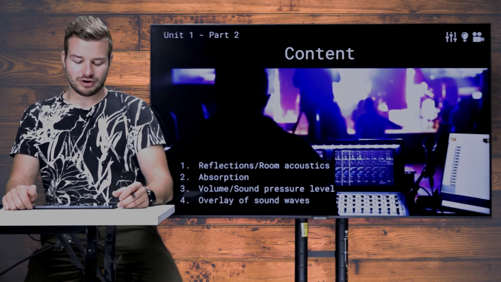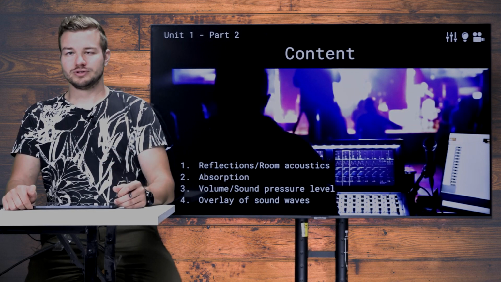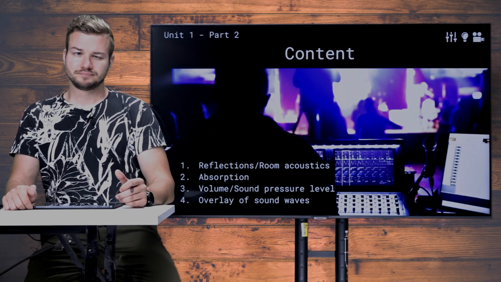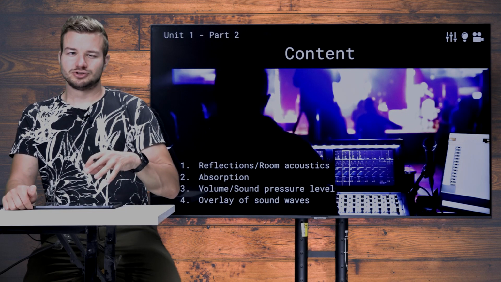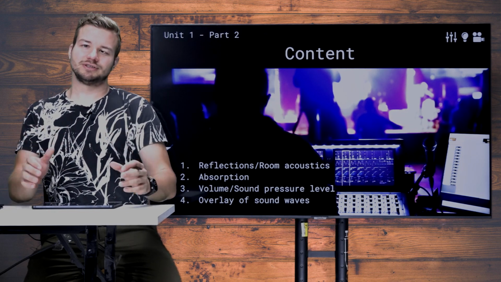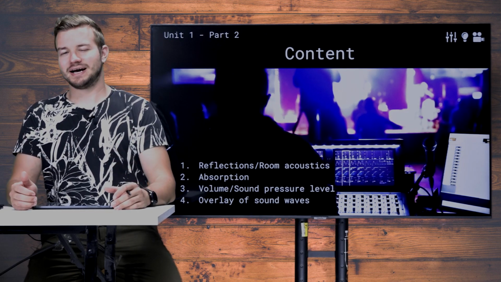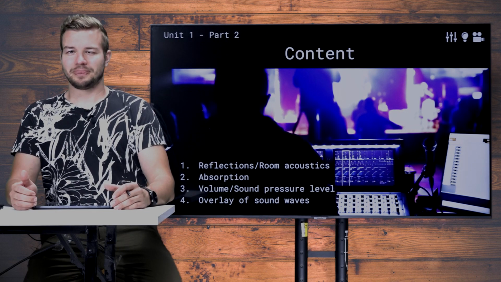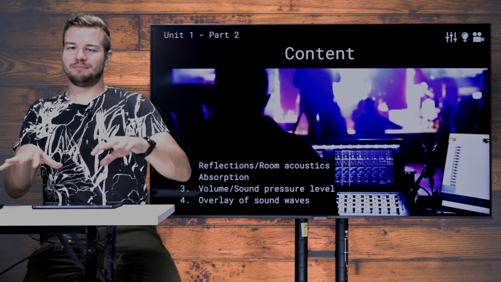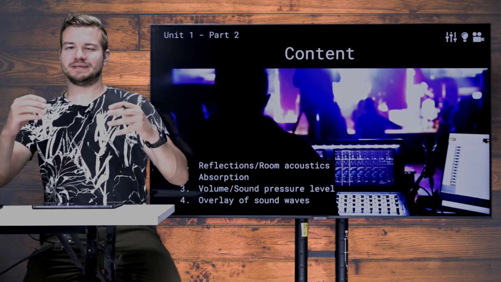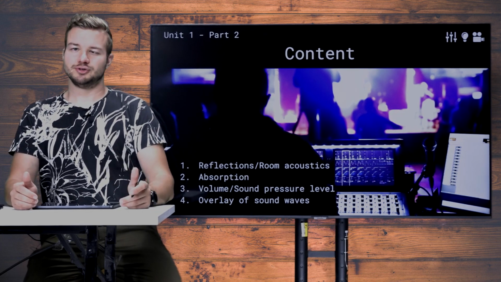Also, you should know about this. And this will also conclude unit number one. So to summarize, it's really the acoustics, the physics behind sound, and it should give you the basis, and we will build upon this basis in the units to come.